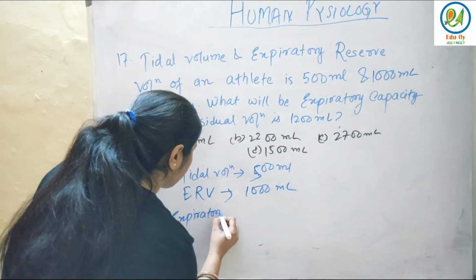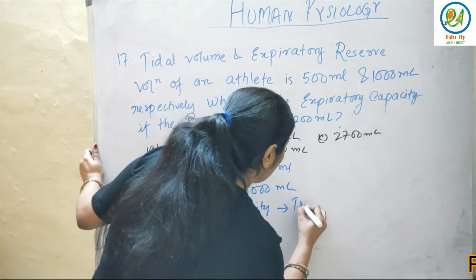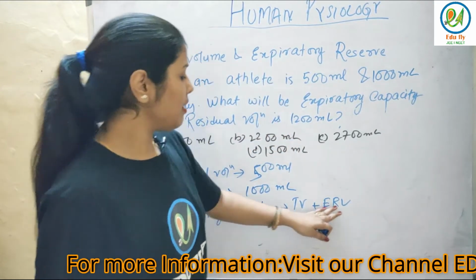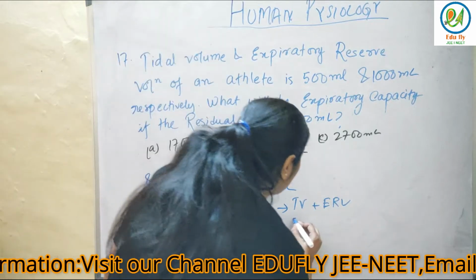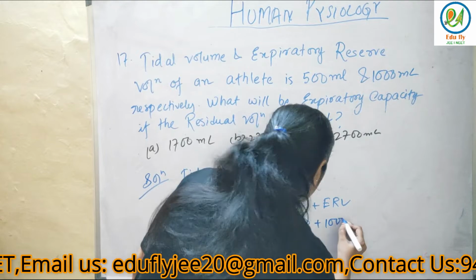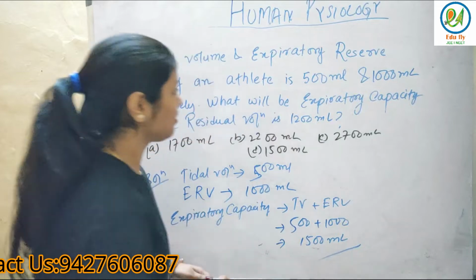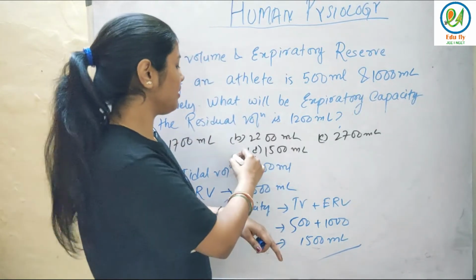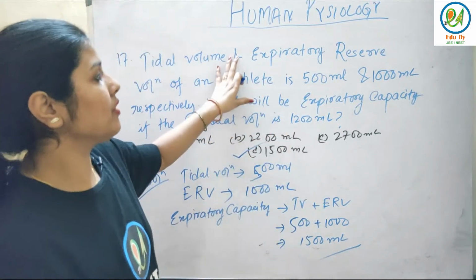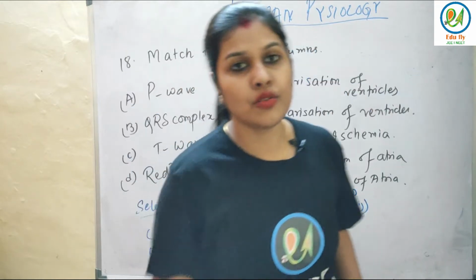You have to find out the expiratory capacity. Expiratory capacity is nothing but tidal volume, that is TV, plus ERV, expiratory reserve volume, that is 500 plus 1000. So it's 1500 ml. So your option will be D, 1500 ml. Done. This is a very important question that came from the respiratory system. So now let's see the next important question.